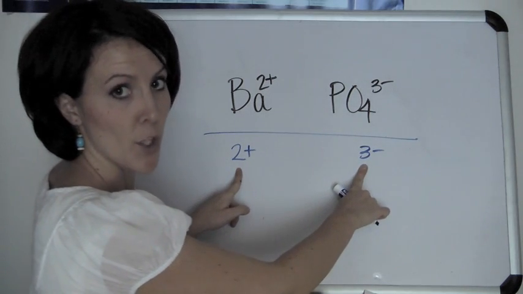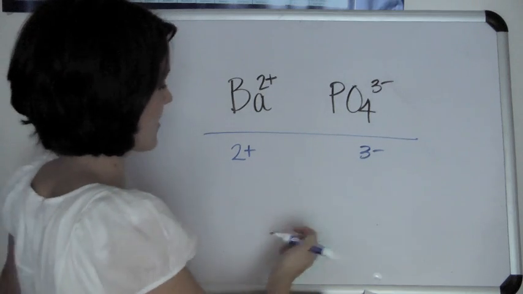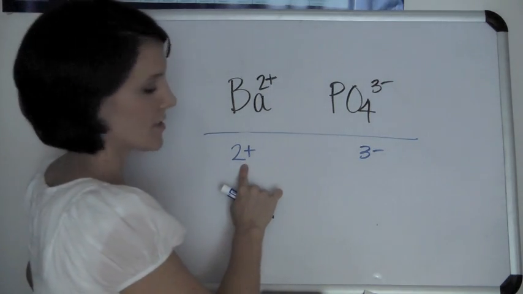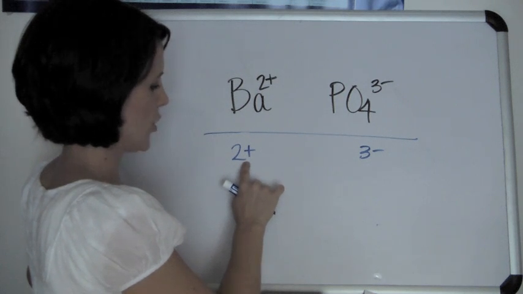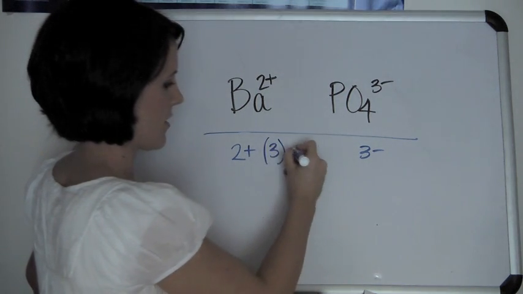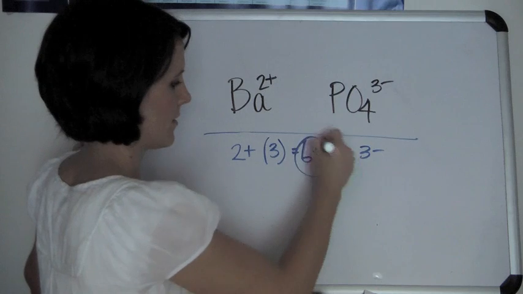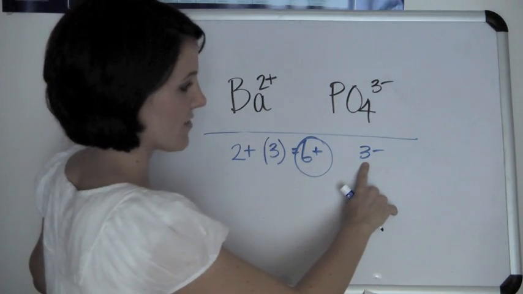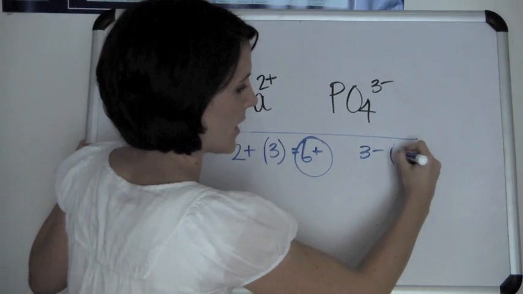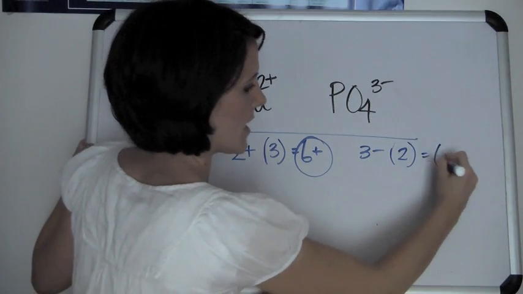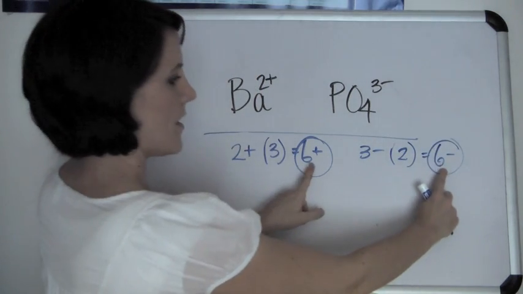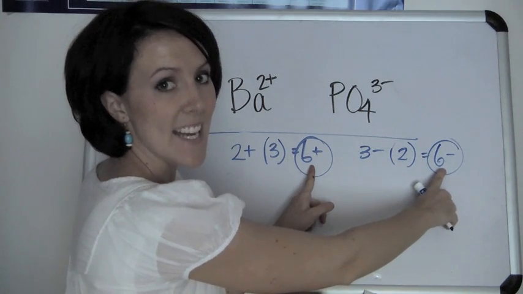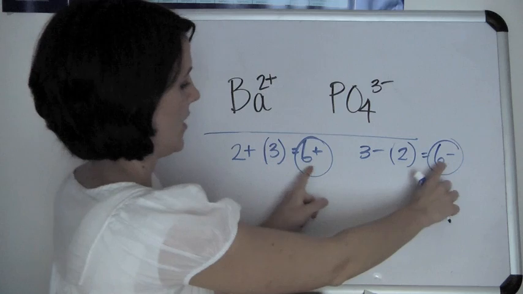My least common multiple of 2 and 3 is 6. So what am I going to multiply 2 by to get +6? I'm going to multiply +2 by 3 to get +6. What am I going to multiply -3 by to get a -6? I'm going to multiply that by 2 to get a -6 value. These must be opposite in charge, but equal. I must have a net value of 0.